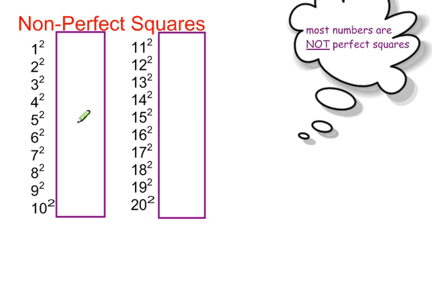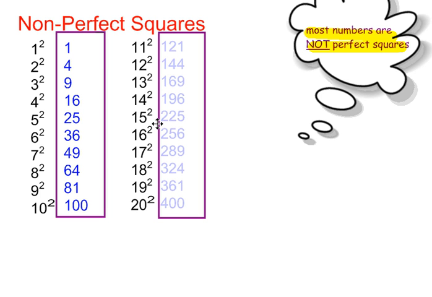Now, not all numbers are perfect squares. In fact, most numbers are not perfect squares. What I've shown in these two boxes are all of the perfect squares from 1 to 400. In the first 400 numbers, only 20 are perfect. So perfect squares don't happen very often. Most numbers are not perfect.